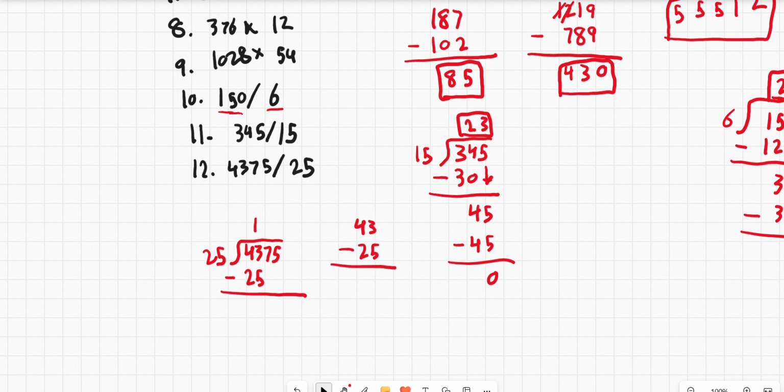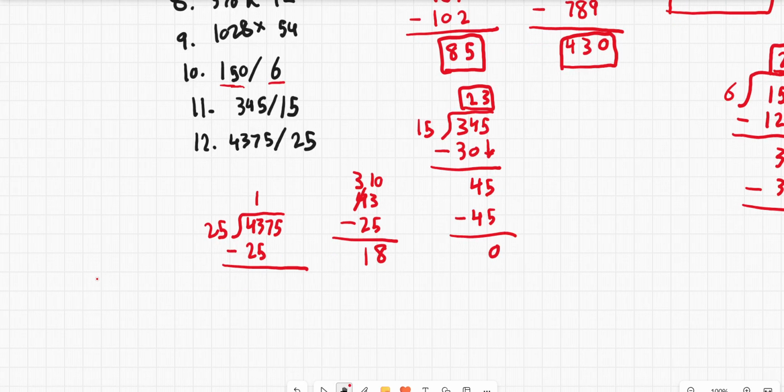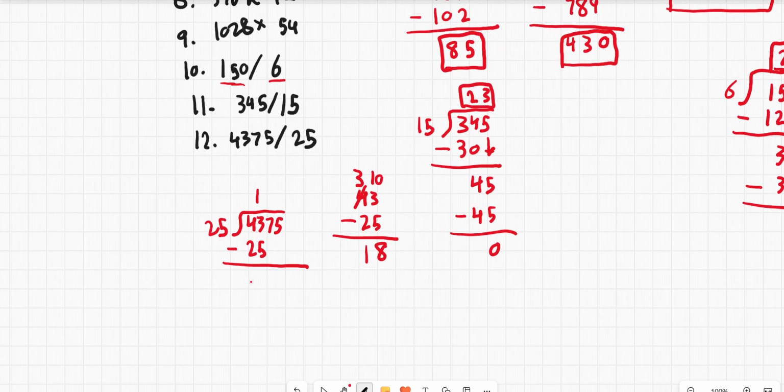And so 3 minus 5, well, that's not going to work. This means we need to borrow a 1 from the 4, and then we write the 10 above the 3. So 10 plus 3 is 13 minus 5, which is 8. And then 3 minus 2 is 1. So we have 18. This is the remainder that we produce by subtracting 25 from 43. Now we need to bring down the 7 right below. Put that right there.